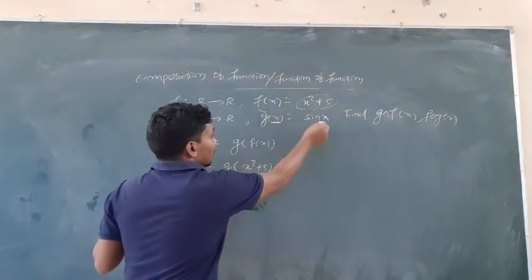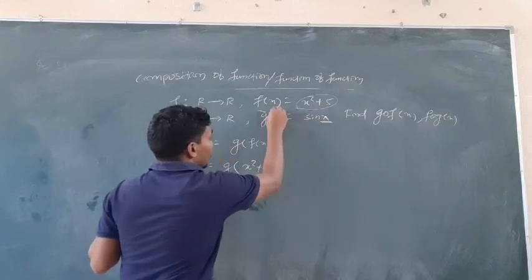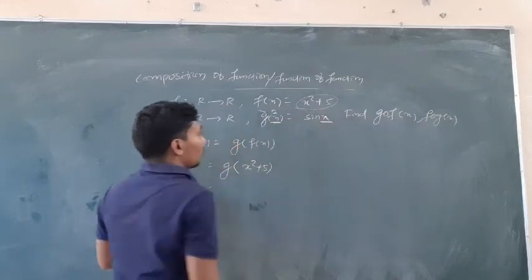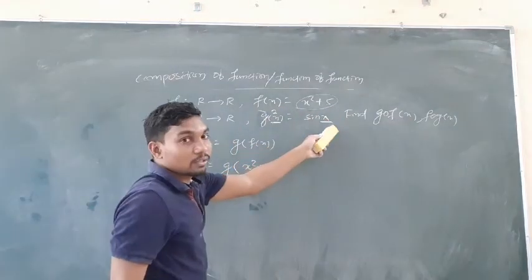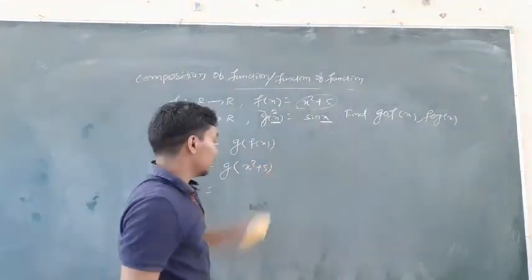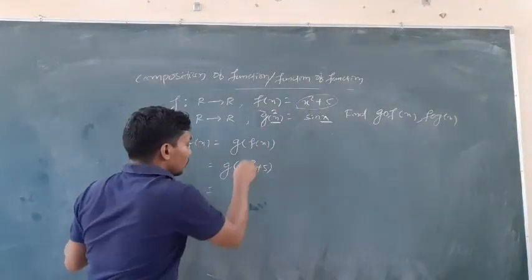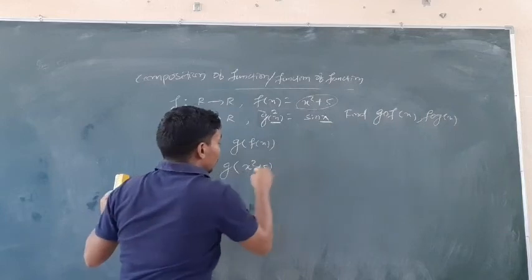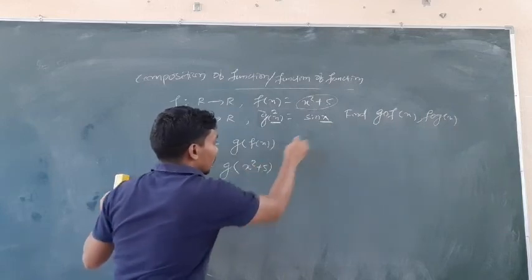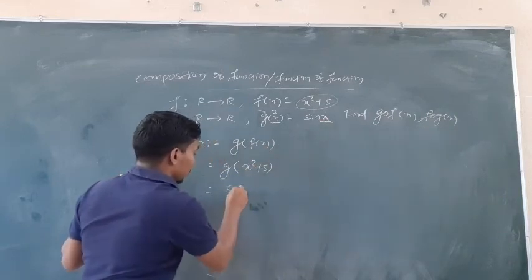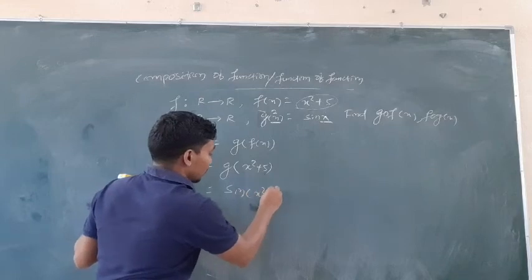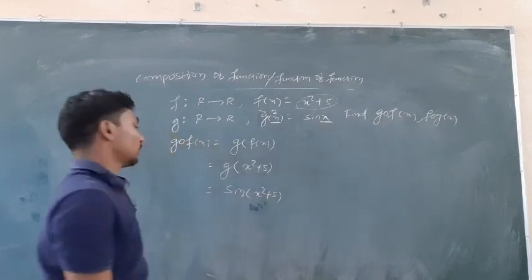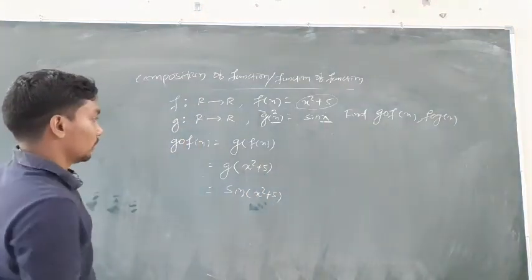Whenever it is x, then we get x. When it is 2, then it is also 2. When it is 10, it is also 10. When it is y, then it is also y. Therefore, g of x square plus 5, replacing the value of x square plus 5 in the place of x, we get sin of x square plus 5. This is the graph of the function.